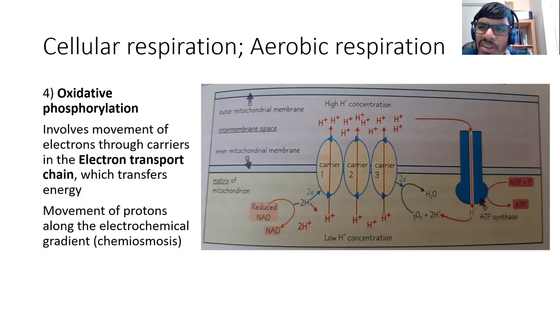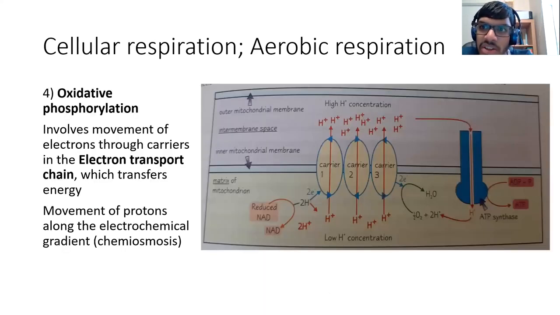And where do these protons come from, though? In the beginning, the protons come from the reduced coenzymes, reduced FAD and NAD. So these are broken down. The hydrogen is removed, and those hydrogen molecules are split apart into protons and electrons. The electrons go into the carriers and move along through them, and the movement of electrons through them releases energy. This energy is harnessed by the mitochondria, and is used to pump the protons actively.